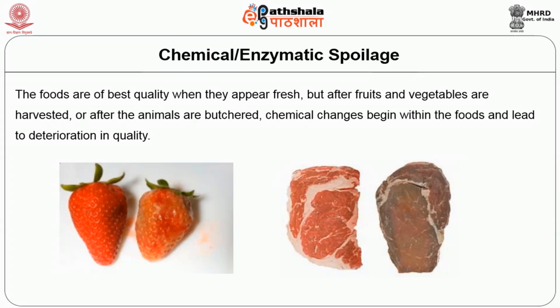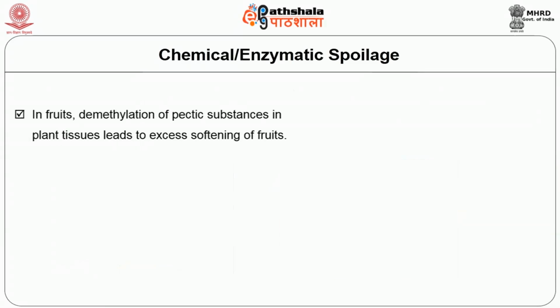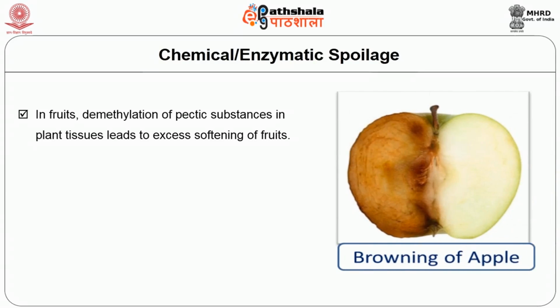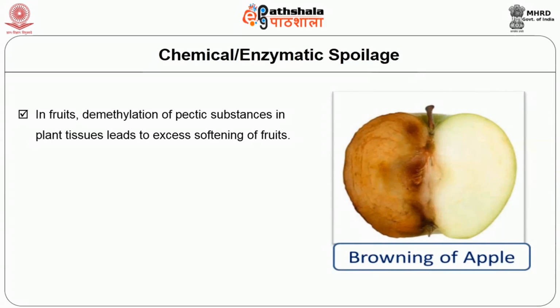The naturally occurring enzymes initiate most of the chemical reactions in food. In fruits, demethylation of pectic substances in plant tissues leads to excess softening of fruits. Similarly, for example, when fruits such as apple are cut and exposed to air, enzymes bring about a chemical reaction to produce brown colored components in the product, and this is called enzymatic browning.